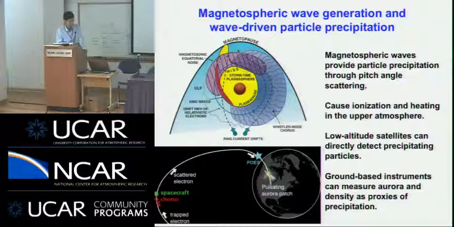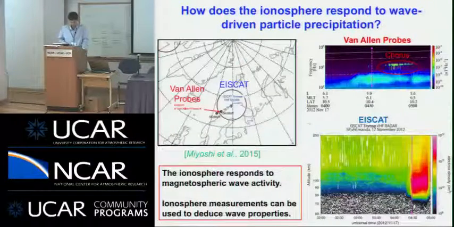And precipitation by itself is important for ionospheric dynamics because it is going to ionize the neutral particles, and also it is going to heat the upper atmosphere. So we need to understand how much energy is really coming into the upper atmosphere. But to do that in a global sense is a pretty difficult question. So let me show you one example of how this is working.